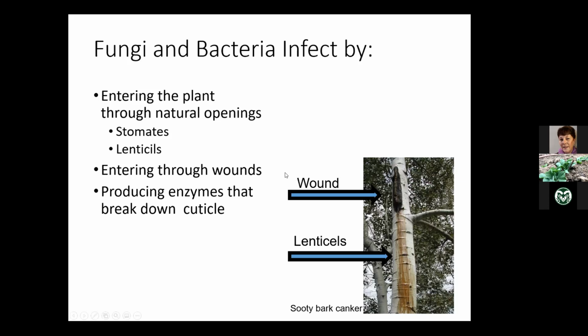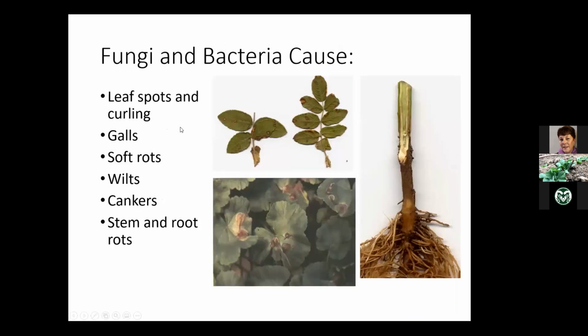And fungi and bacteria cause a lot of the same symptoms, which is why it's really difficult to diagnose, because you have to really do due diligence, like I said, to make sure that you are diagnosing these properly. So we have leaf spots and curlings, galls, soft rots, wilts, cankers, stem and root rots, all caused by both fungi and bacteria.